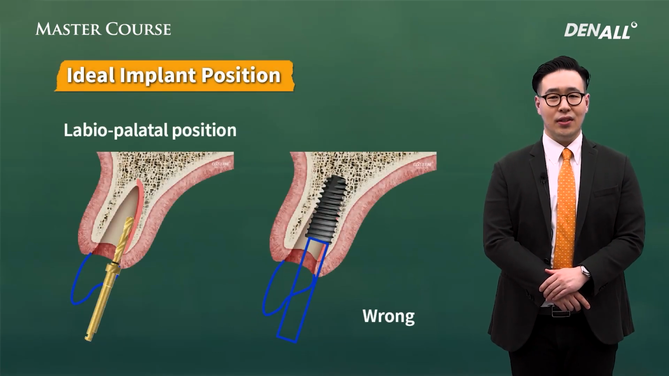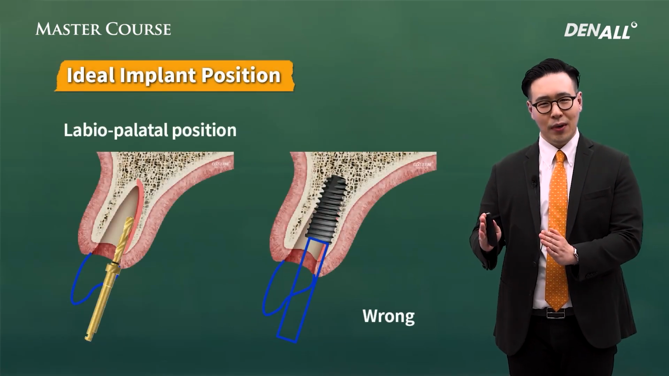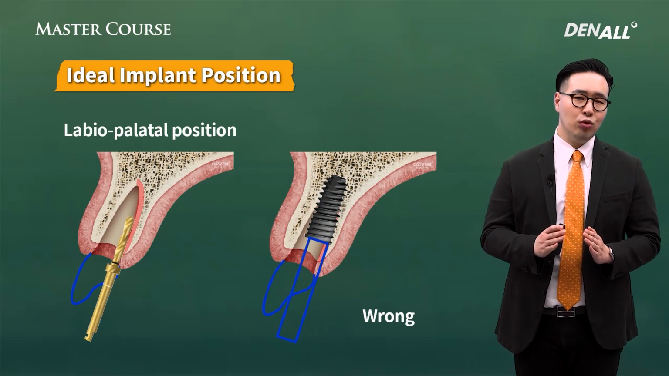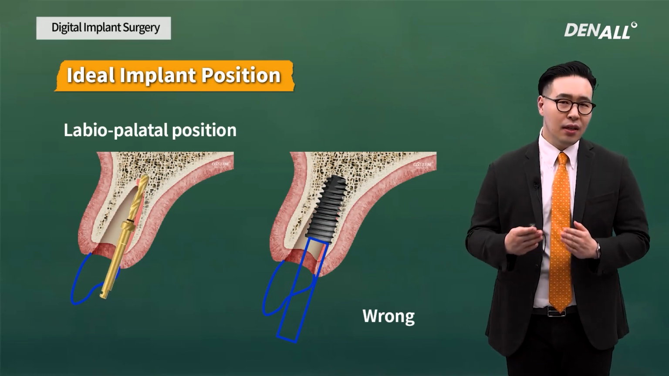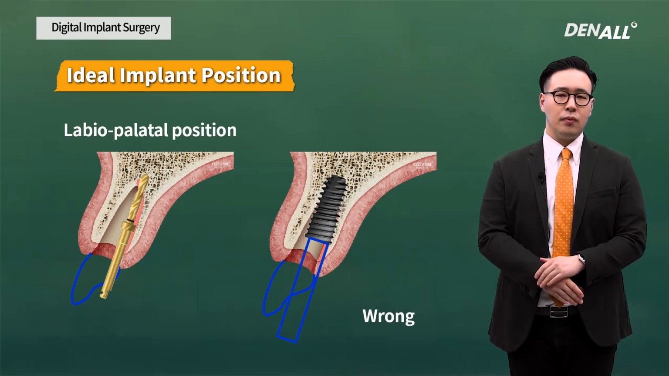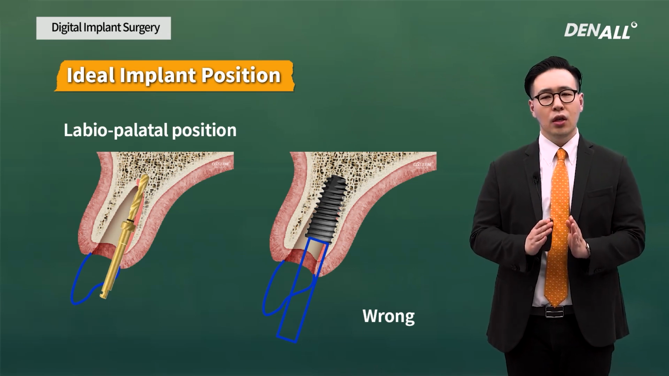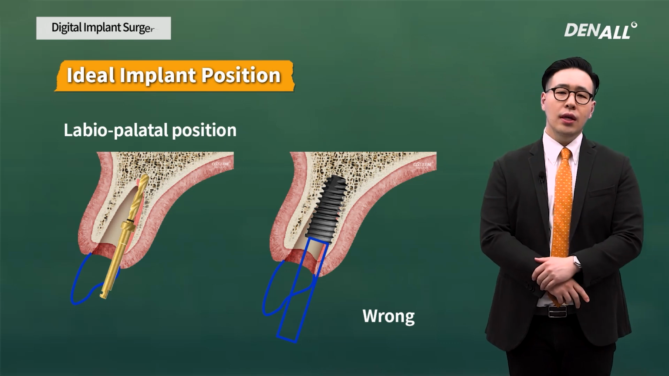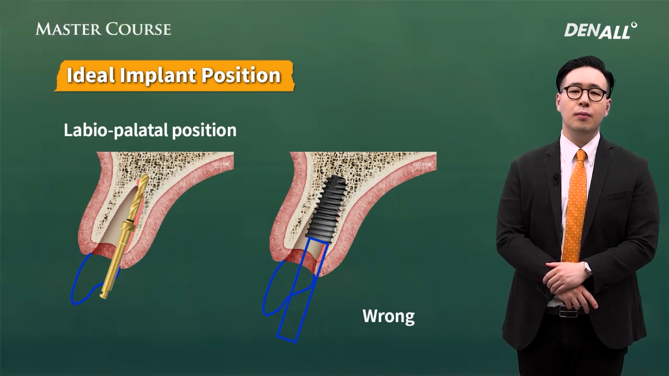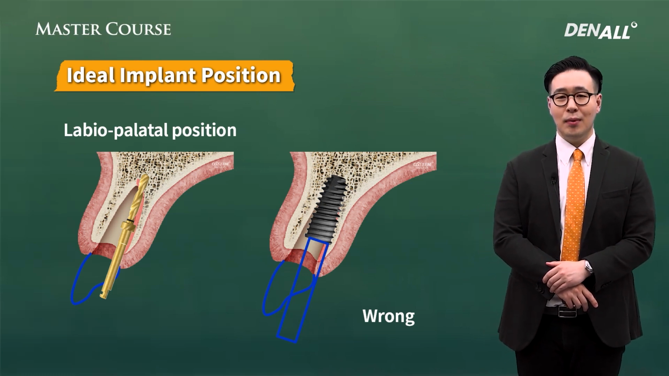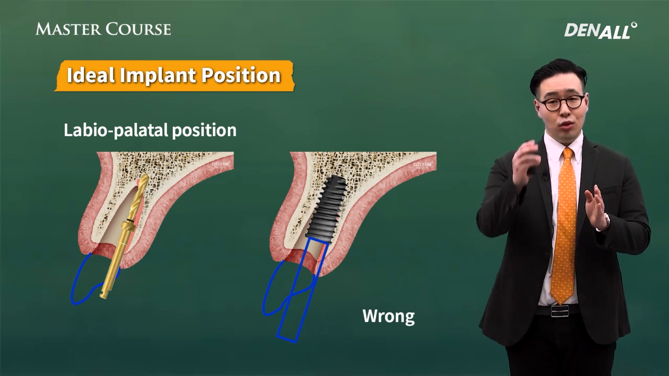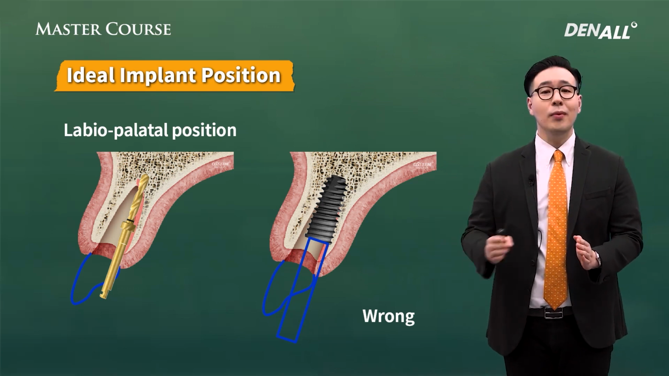However, if it is placed too palatally inclined or if it is sliding to the lingual cortical bone in the extraction socket, if the center line of the implant is too much palatally inclined, sometimes it can invade the tongue space. Therefore, you need to be careful. So the prosthesis will be fabricated looking like a labial cantilever.